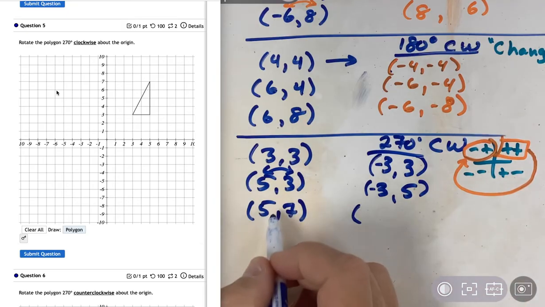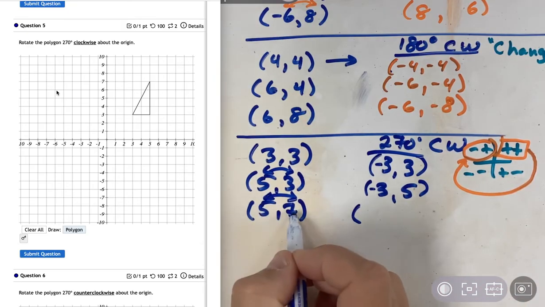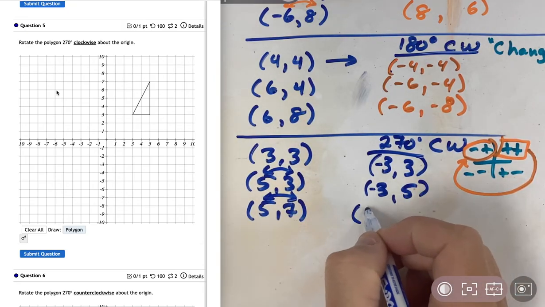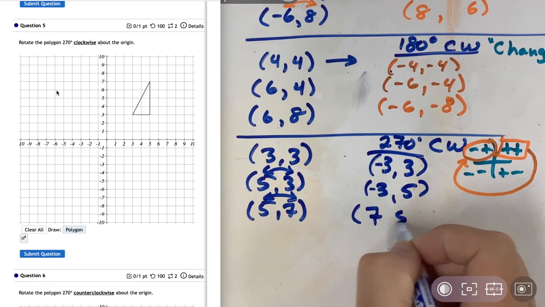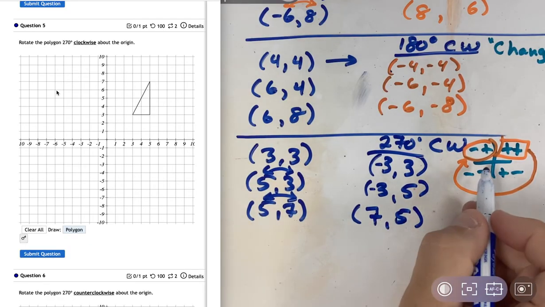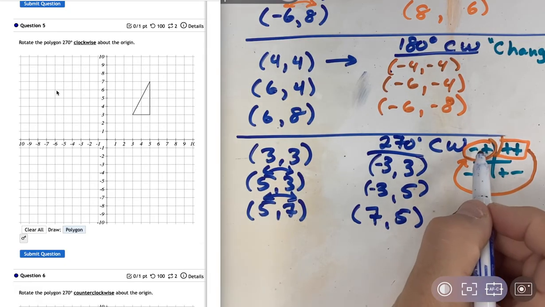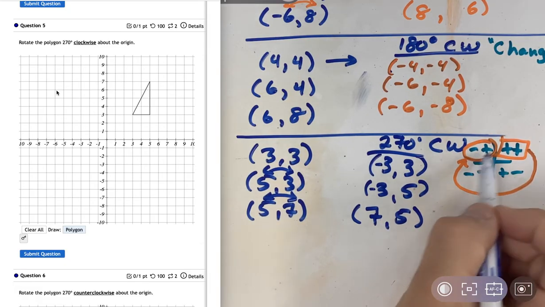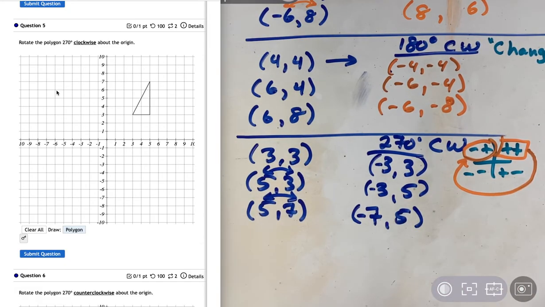We're going to have to switch these around and make the 7 come first and the 5 come second. So 7 first and the 5 second. And then don't forget to match the quadrant signs, and that's going to be right here at negative, positive. So it makes negative 7, 5. If we graph these 3 points right here, that'll make the shape work when we do a 270 rotation.